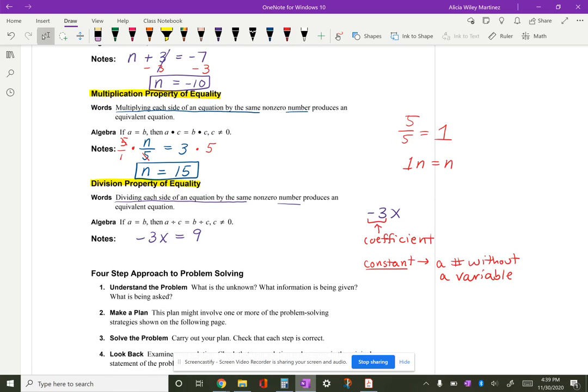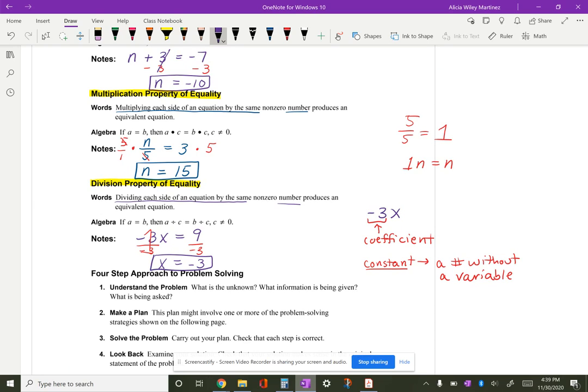So to finish this problem off, I would divide both sides by negative 3. The reason I divide by negative 3 is because what's being multiplied to x is a negative 3. That is not a minus 3. That is a negative 3 times x. So I'm going to divide both sides by negative 3, which will give me an equivalent form of 1 right there, leaving me with 1x, which is just x. Simplifying the other side, I get negative 3.